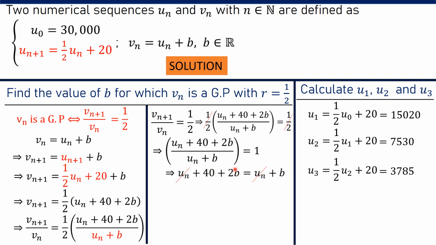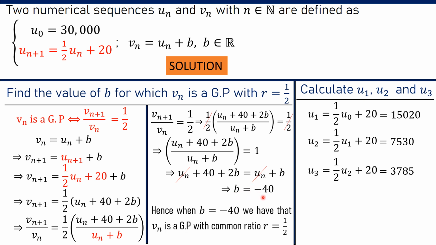40 on both sides. So 2b minus b will give us b, and then taking 40 to the right hand side, we get negative 40. So our b is equal to negative 40. So we can conclude that when b is equal to negative 40, the sequence vn is a gp whose common ratio is r equal to half.